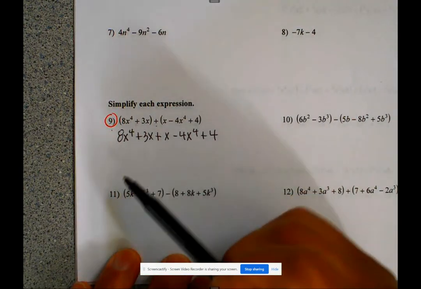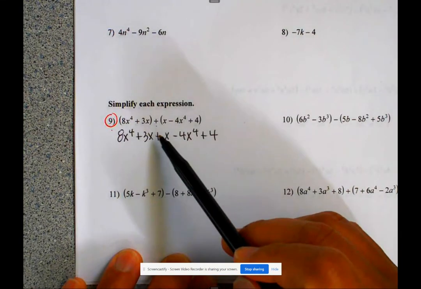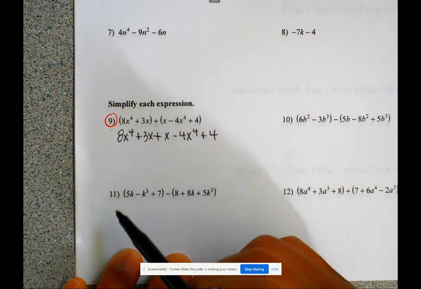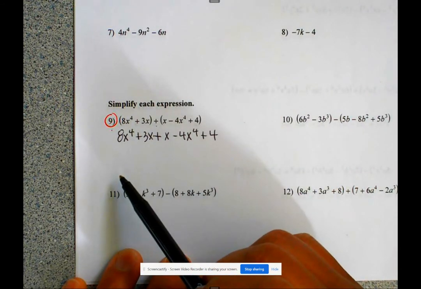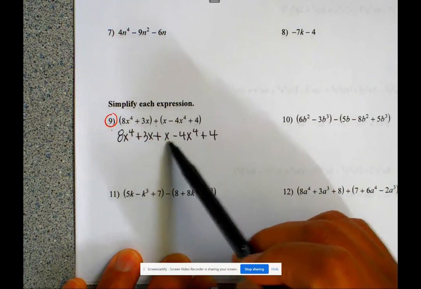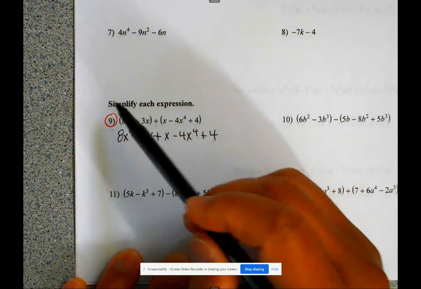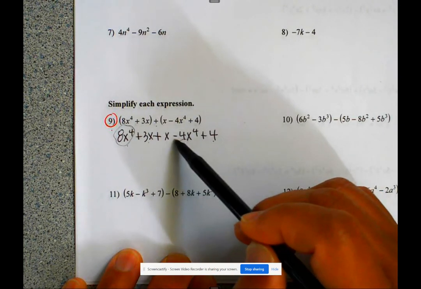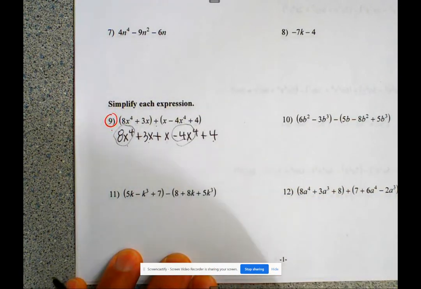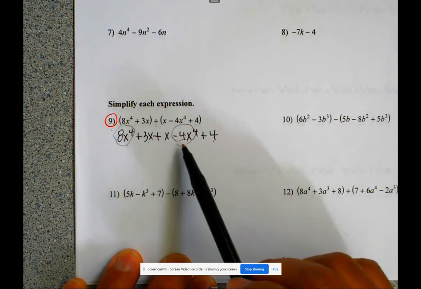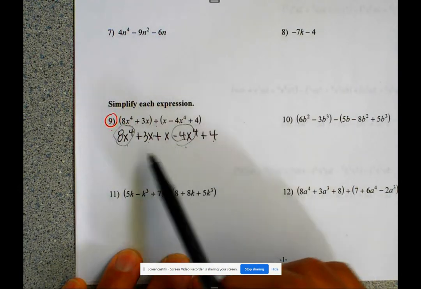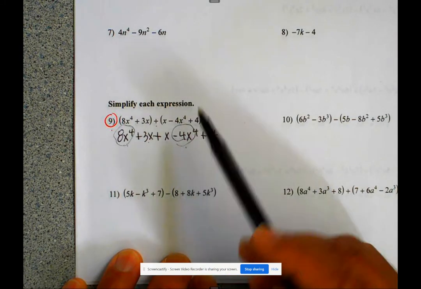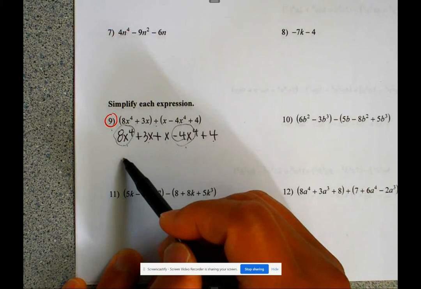All right, so once you write them out like this without the parentheses, because addition, you don't have to worry about changing any signs, you want to combine like terms. You want to start with the highest power. All right, so look through each term and look for the highest power. In this case, this is x to the fourth power, and we have negative 4x to the fourth power. Do you see that? So you want to combine those two. Right? Those are like terms. So we have positive 8x to the fourth minus 4x to the fourth. That will give you how much?